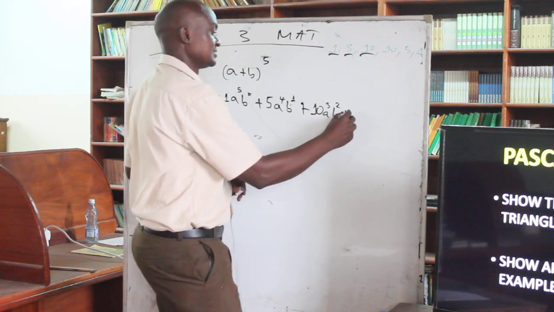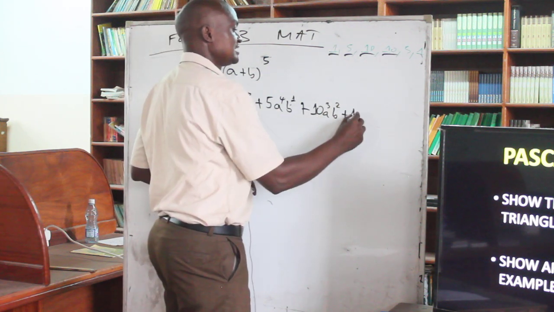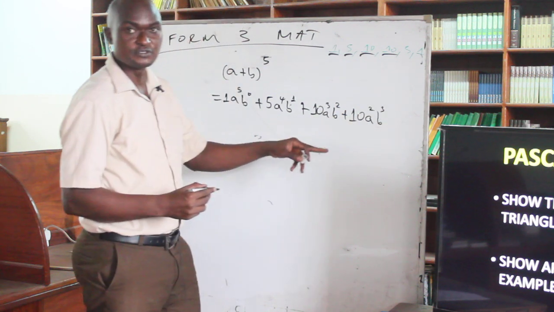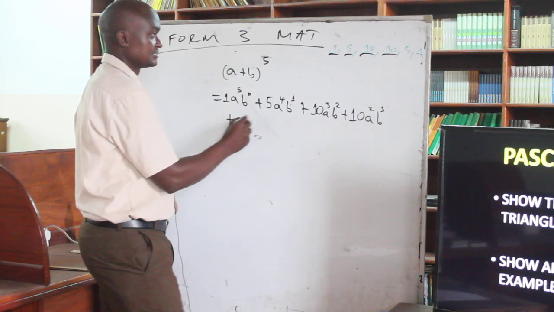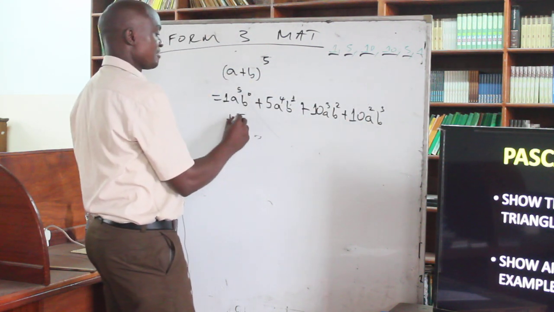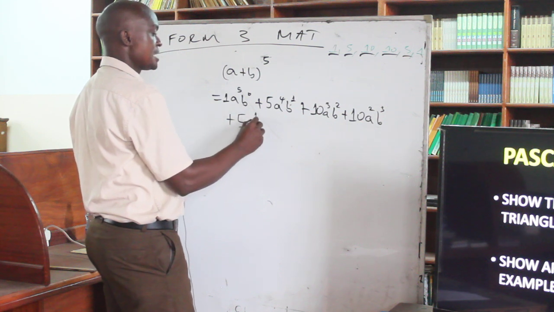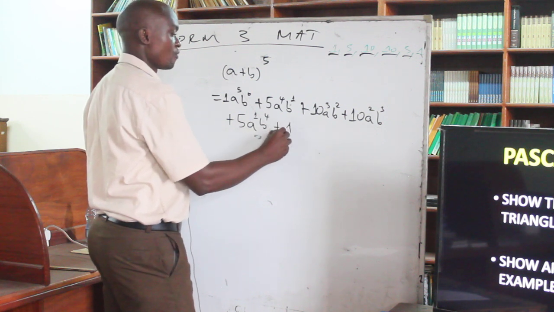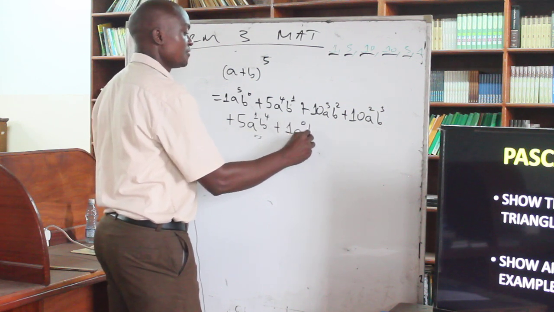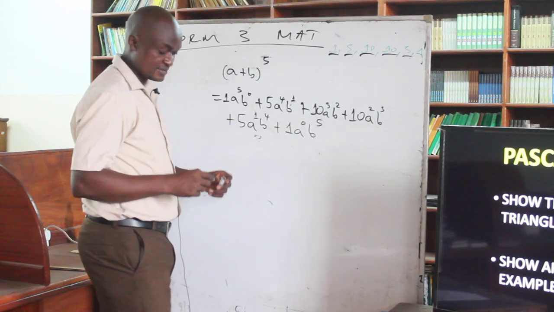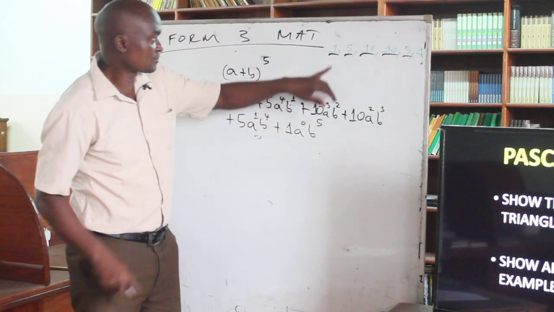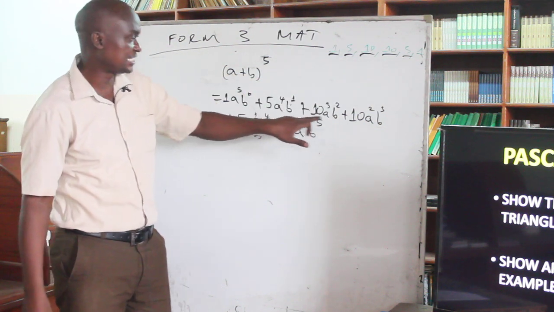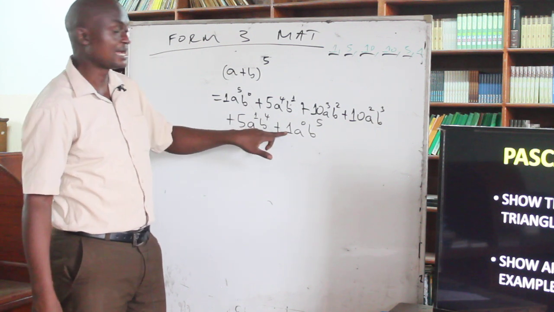Plus next one is 10. 10, a power 2, b power 3. A is reducing, b is increasing. Plus, next coefficient is 5. 5, a power 1, b power 4. Plus 1, a power 0, b power 5. Again, because of the coefficients that you already know, we have indicated them here. 1, 5, 10, 10, 5, and then 1.